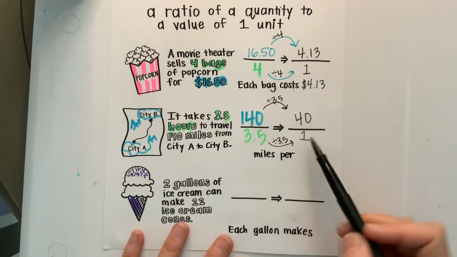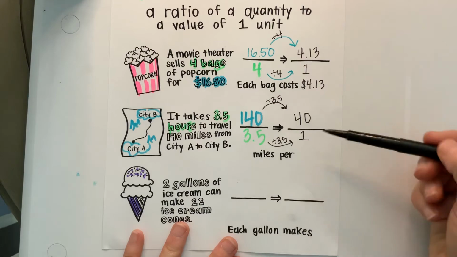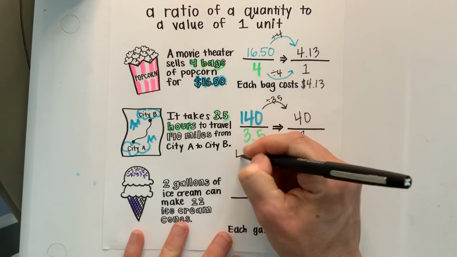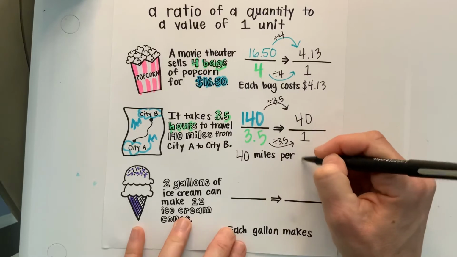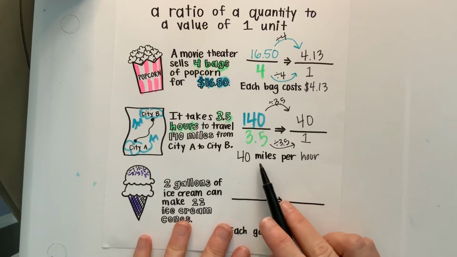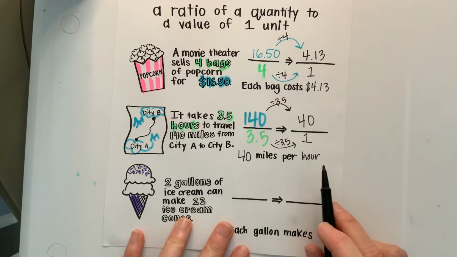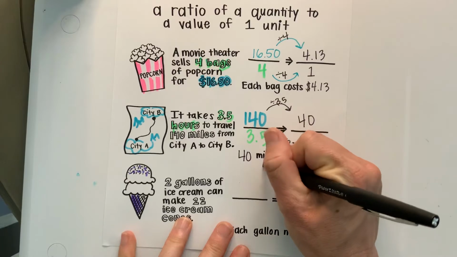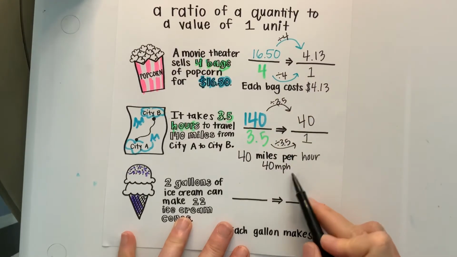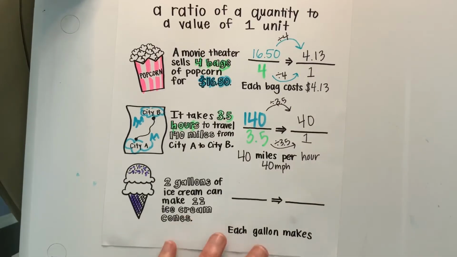So I can then interpret that 40 over 1 in terms of its unit rate. I can travel 40 miles in 1 hour. So my unit rate is 40 miles per hour. And you often see miles per hour because it's such a common measurement or a common unit rate. It has an abbreviation. You can do 40 mph, miles per hour. So whenever you see that, that's just the unit rate of how fast they're going.